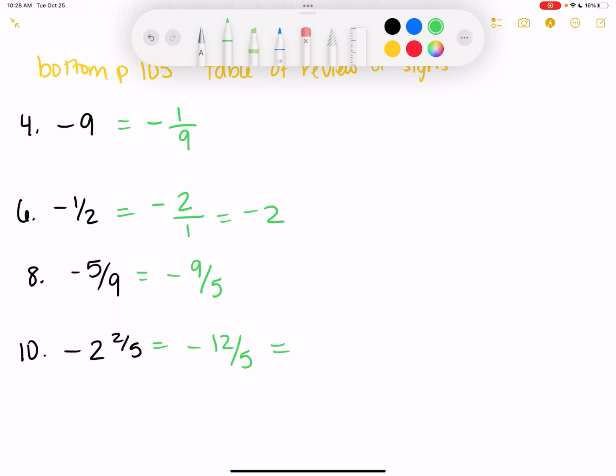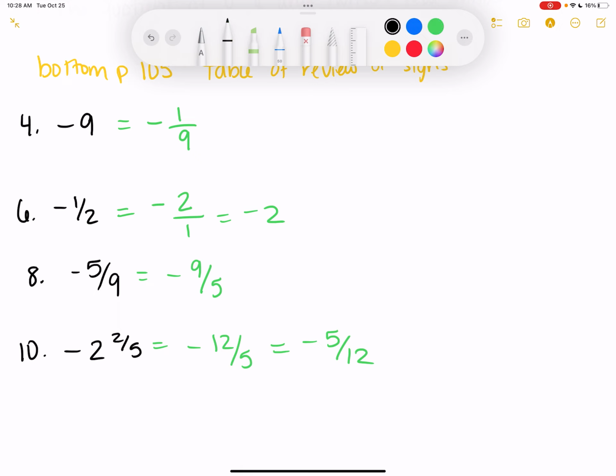You have to do the same thing like you did up here. Yep, negative 5 over 12. So if they give you a mixed number to start with, you've got to make it just a regular fraction, and then you can flip it for its multiplicative inverse. Any questions about those ones?